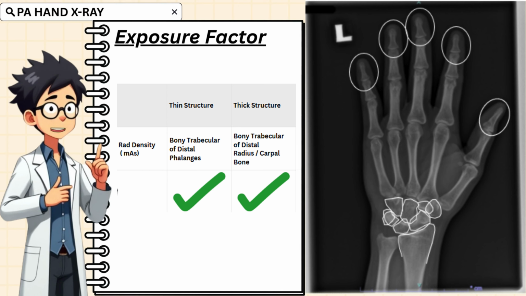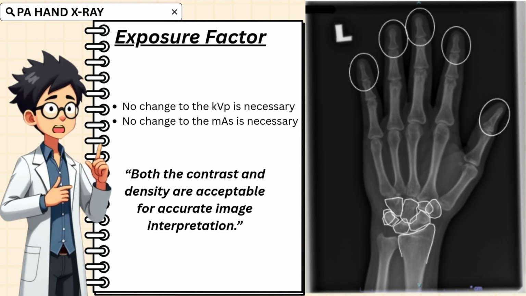The mAs also appears to be appropriate, as the overall radiographic density is sufficient and the bony trabecular patterns are seen in both thin and thick structures. This indicates that an adequate number of X-ray photons reach the image receptor to produce a diagnostic quality image. Therefore, no changes to the kVp or mAs are necessary, as both the contrast and density are acceptable for accurate image interpretation.